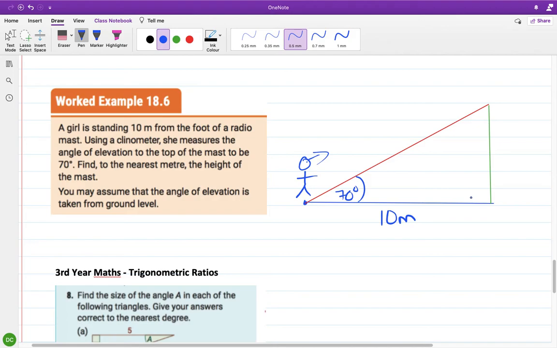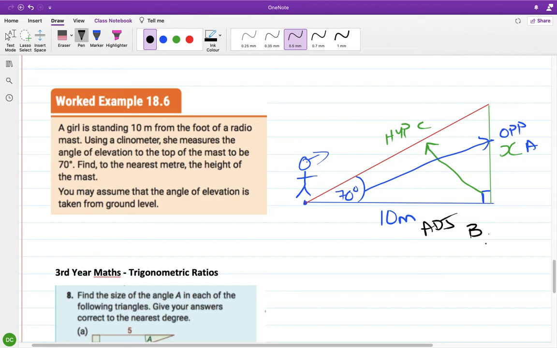Okay, so presuming the ground is level and the mast is level, then this is a right angle. They want to find the height of the mast, so this is our unknown. So let's label. Here's my right angle, which means this one over here is my hypotenuse, which is C. Here is my marked angle, which means this is the opposite, A. And then this other one here is the adjacent, B.